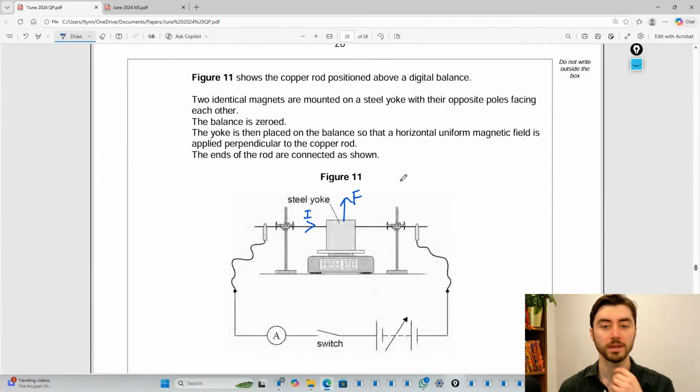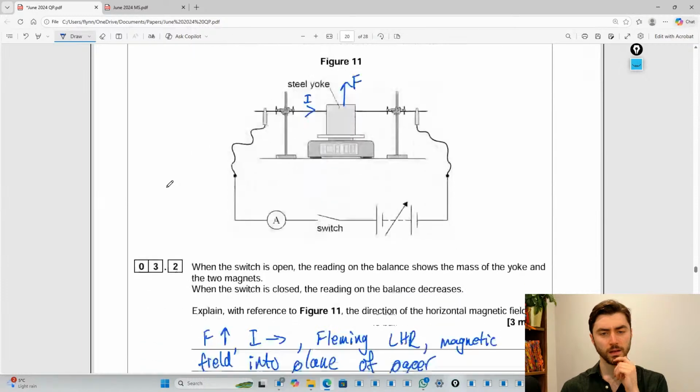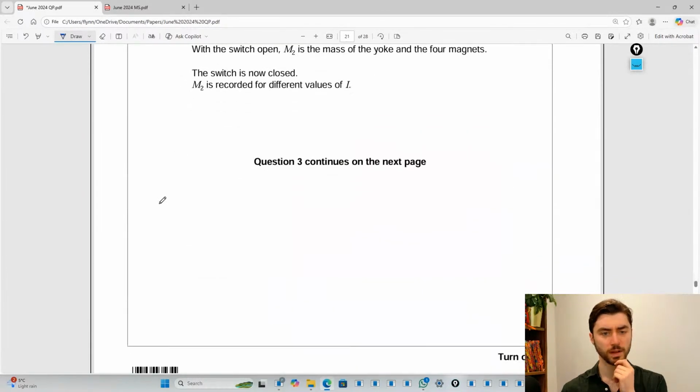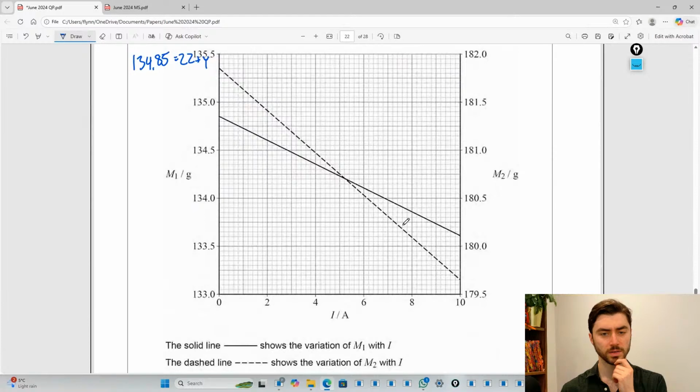So in figure 11, what am I missing? Two identical magnets are mounted on a steel yoke. The balance is zeroed. Maybe that's what I missed. The yoke is then placed on the balance. No, so the ends of the rods are connected. When the switch is open, the reading on the balance shows the mass of the yoke. And hold on, we've got a model here. We can see it goes down.